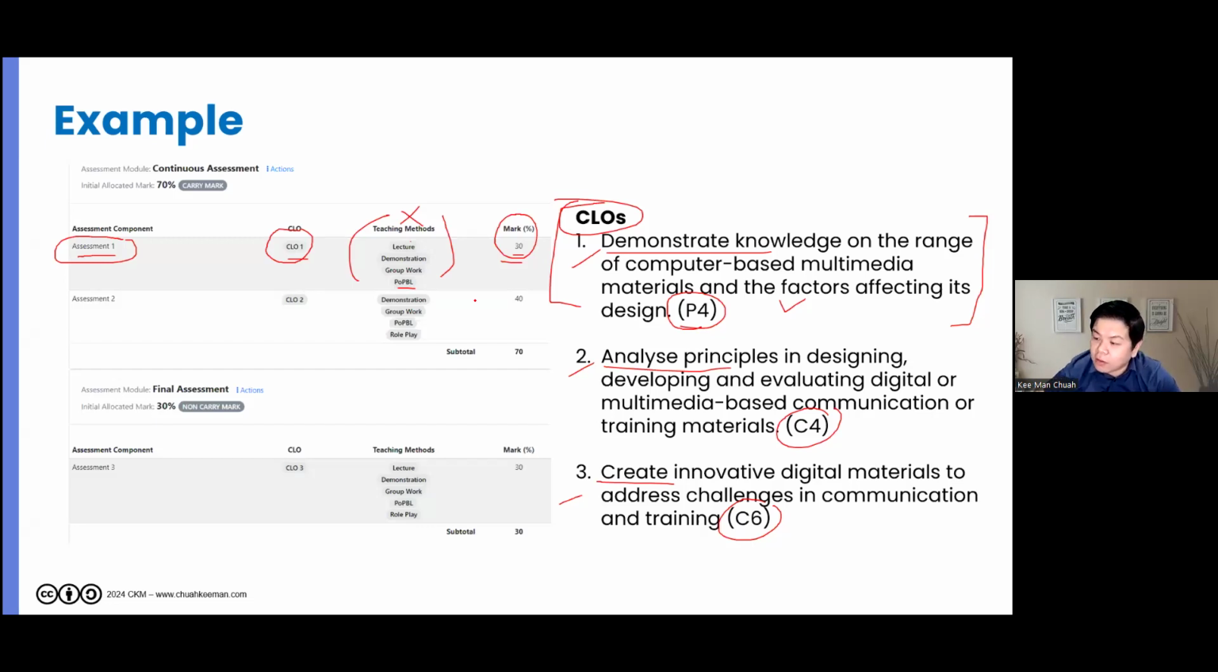Psychomotor level 4 is dynamism, I think. Let me check. Sorry, adaptation. But if you follow the one by MQA, I think they call it something else. Level 4. Yeah, so it's level 4.